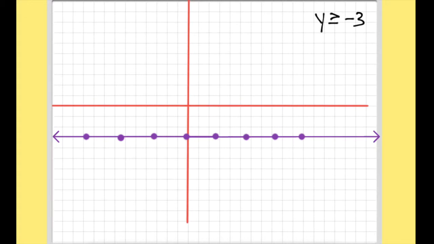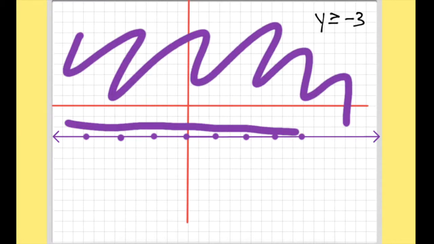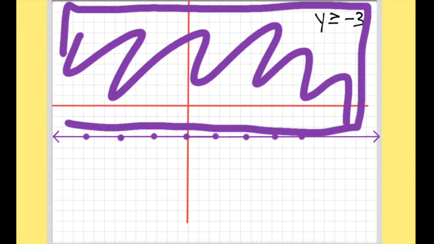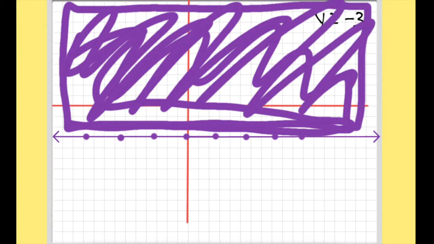The question is, do I want the points above or below this line? Well, where are the points that have a y value greater than or equal to -3? They're all above the line up here. All of these points have a y value greater than or equal to -3. So that's our solution area. All of the points down here have y values smaller than -3, so we don't want those.